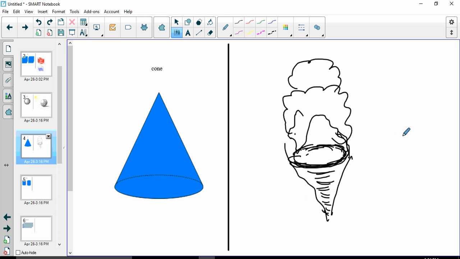So the easiest way to draw this is just draw a triangle, and at the bottom draw a cylinder, I mean a perspective oval type shape.